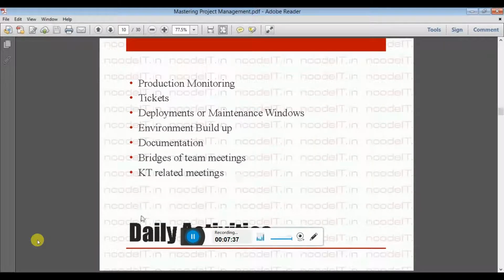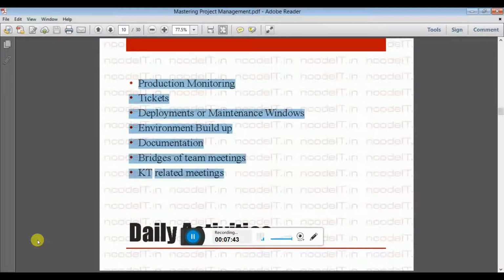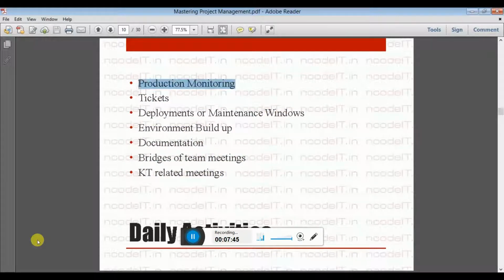And then this is important, daily activities. You have a list of daily activities. I'm sure you are aware of this list. So you take care of the most important, production monitoring, then you handle the tickets based on their priority, P1, P2, P3. Then you take care of the deployments and maintenance windows if there are any, especially to QA. You build up the environments. Then you take care of documentation, bridges, team meetings, kit related things.